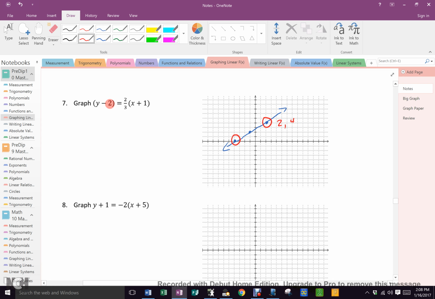What goes in for y? 4 minus 2 would have to equal 2/3. What's x? 2 plus 1, correct? Okay. What's 4 minus 2? 2. What's 2 plus 1? 3. What happens to these 3's? Cancel. What's left? Does 2 equal 2? So did we do it right?